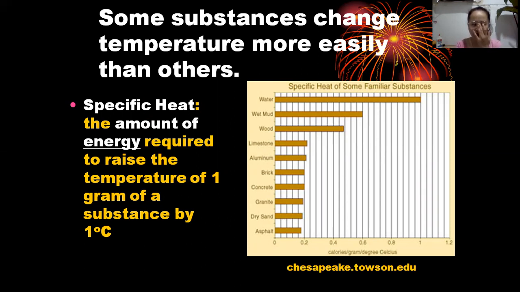Specific heat is the amount of energy required to raise the temperature. The metal spoon has a lower specific heat because it will conduct heat in a shorter time than the water, which needs more time to conduct heat. So the specific heat of the water is higher, and the metal spoon has a lower specific heat.